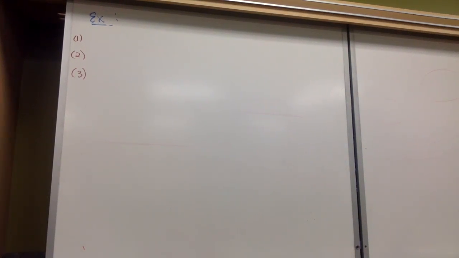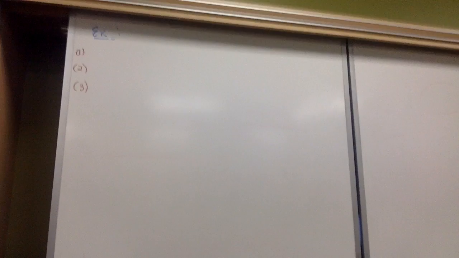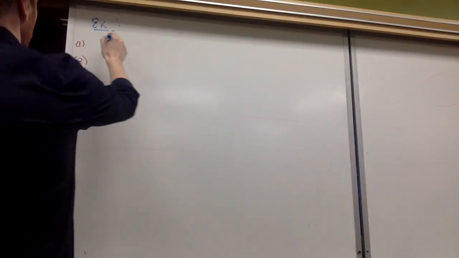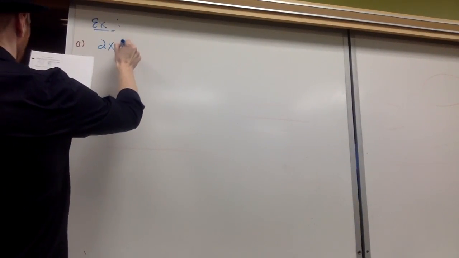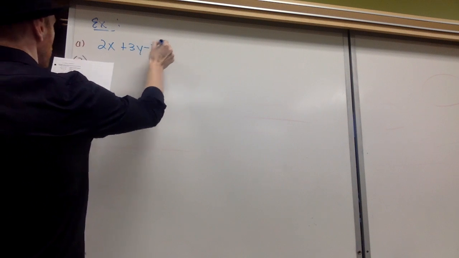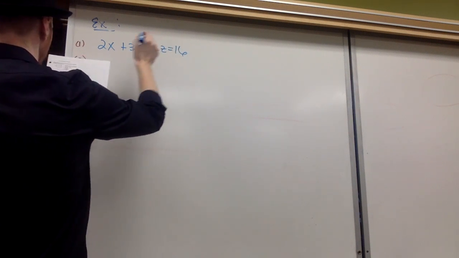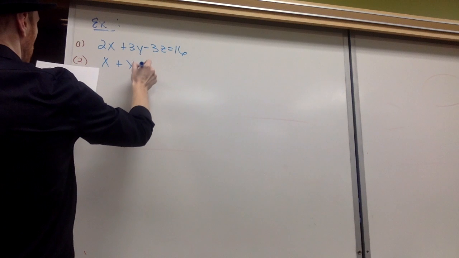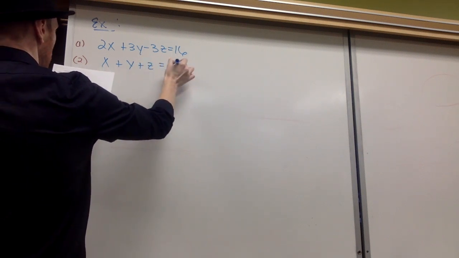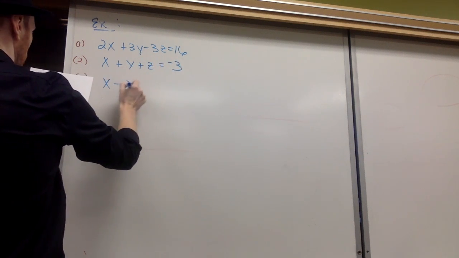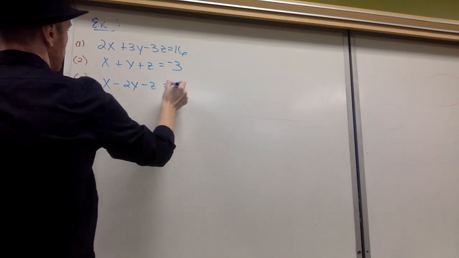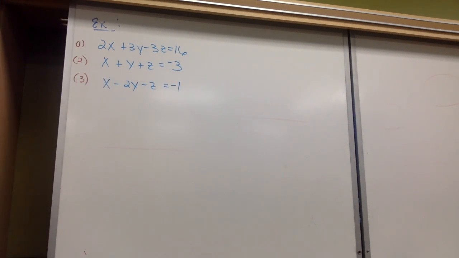Here it is. Okay. So let's see, 2x plus 3y minus 3z equals 16. x plus y plus z equals negative 3. x minus 2y minus z equals negative 1. There we go. All right.